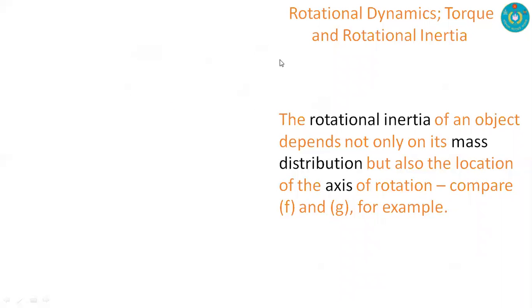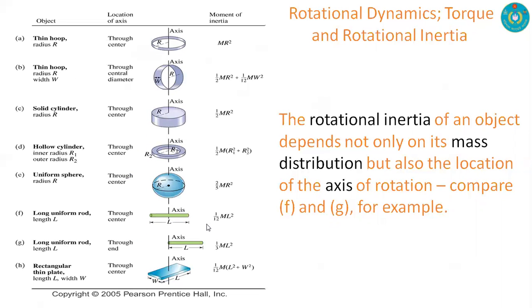Now for rotational dynamics, torque and rotational inertia. The rotational inertia of an object depends not only on its mass distribution but also on the location of the axis of rotation. Compare F and G, for example. Here, compare a long uniform rod of length L.